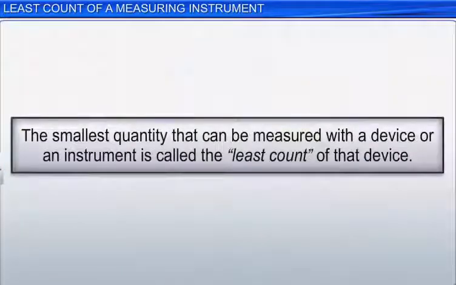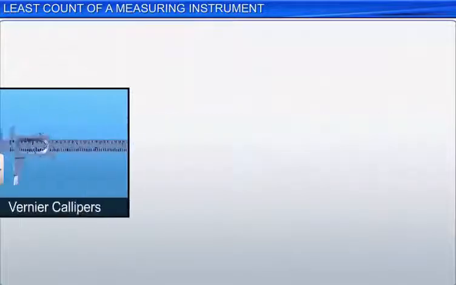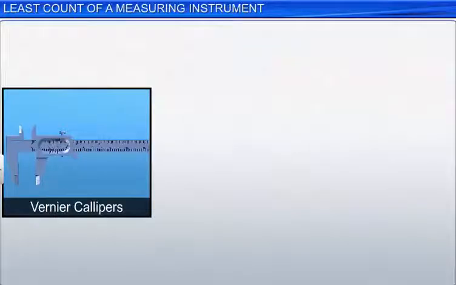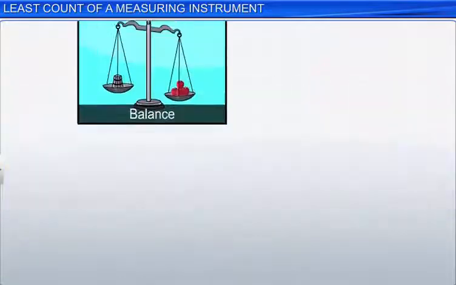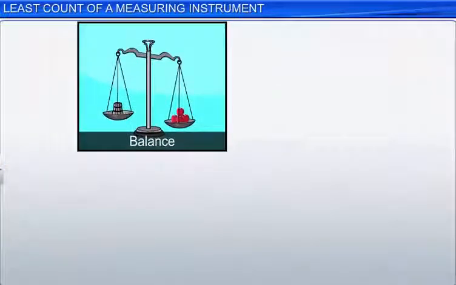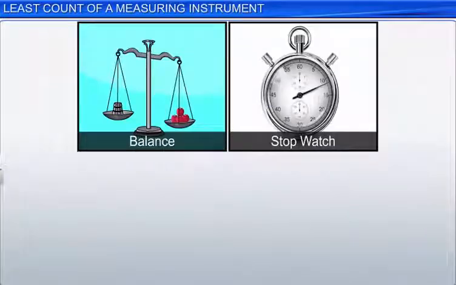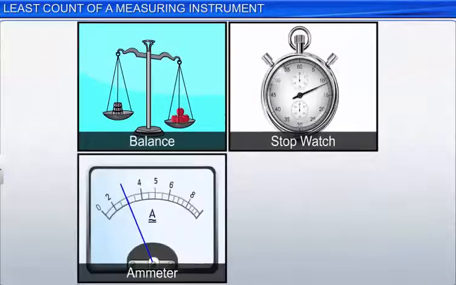To measure these quantities, we use different types of devices in different situations. The smallest quantity that can be measured with a device or an instrument is called the least count of that device. Some instruments that we use to measure length are the Vernier Callipers, rulers, and meter tapes. Similarly, we measure mass with the balance, time with the stopwatch, current with the ammeter, and temperature with the thermometer.